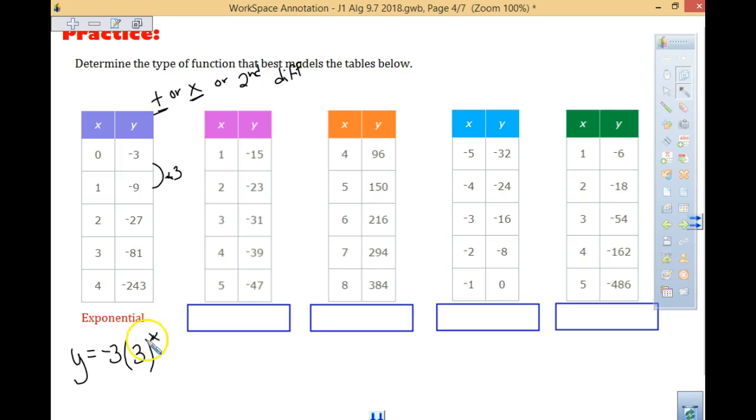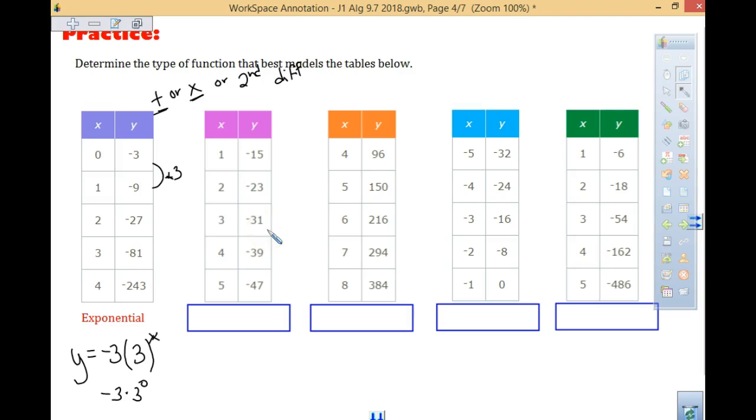Because if I put in x to the 0 here, I would have -3 times 3 to the 0. This is 1, and that gives me -3. So at 0, it's -3. If I plug in 1, I would get -9. So that would be an equation. So when you're asked to write the equations today in your homework, that's going to be another thing that we're going to be taking a look at.